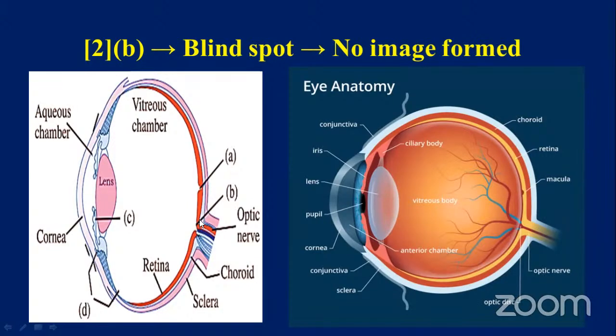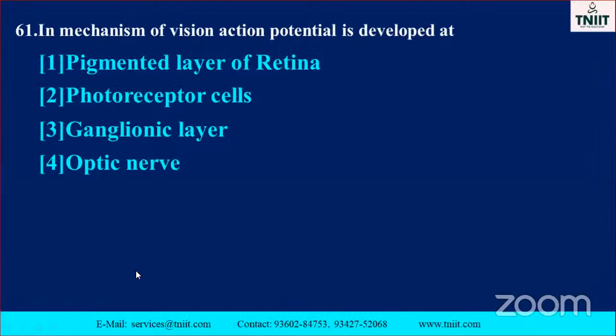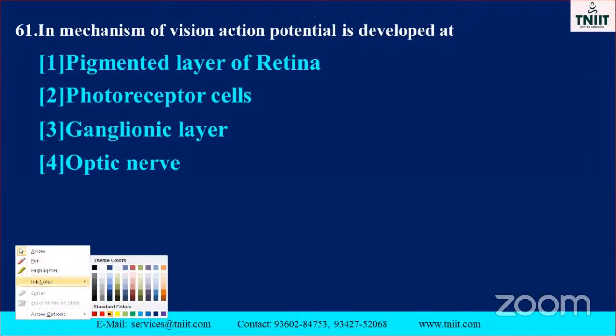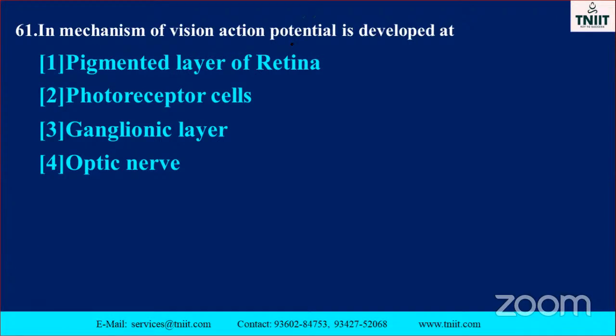B is the blind spot. No image is formed in this spot. That is the correct answer. The next one is very, very important, my dear students. Next one is the mechanism of vision: the action potential is developed at the vision action.